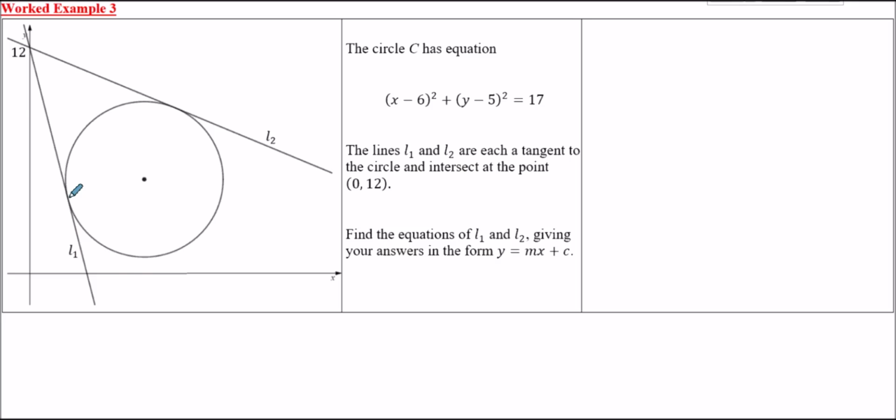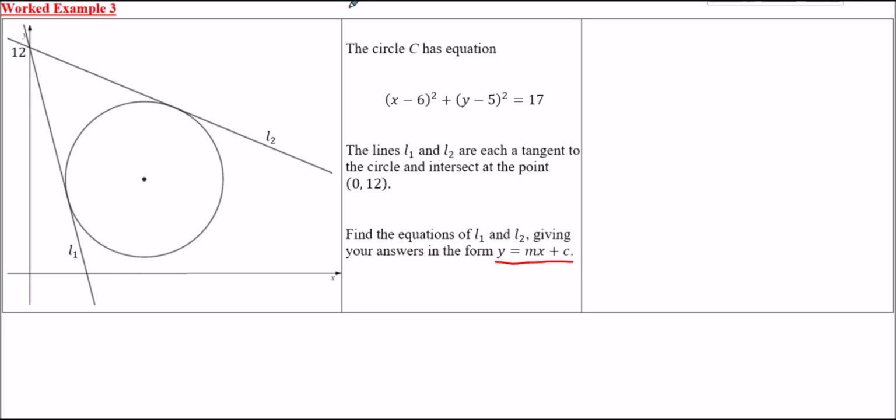The main tip for this question is it involves tangents to the circles. So that's your clue that it might involve discriminants. Another slight clue is we want equations for L1 and L2, and we want it to be given in the form y equals mx plus c.